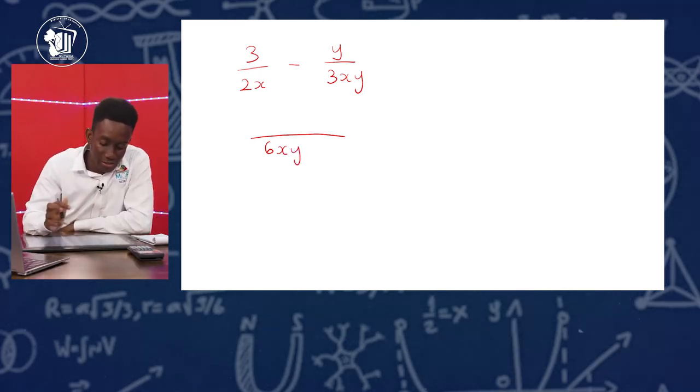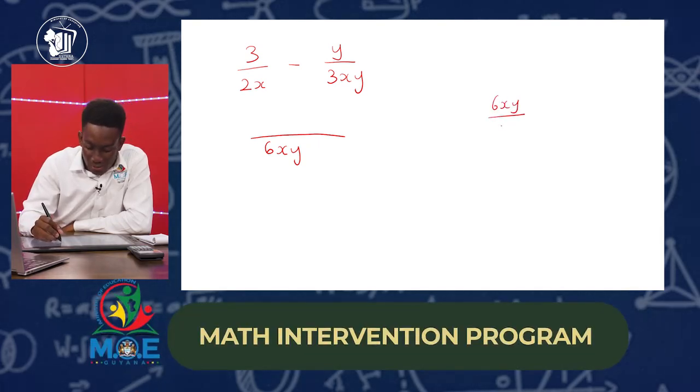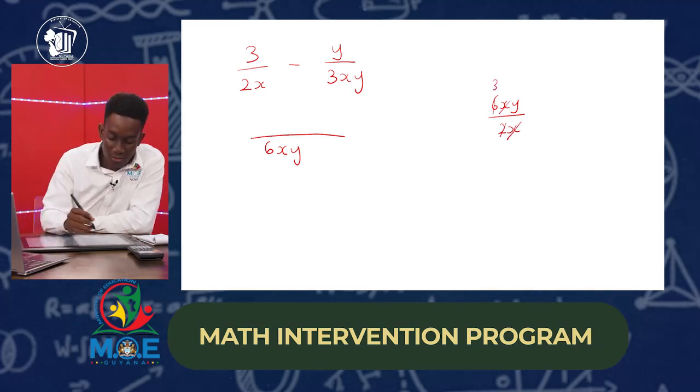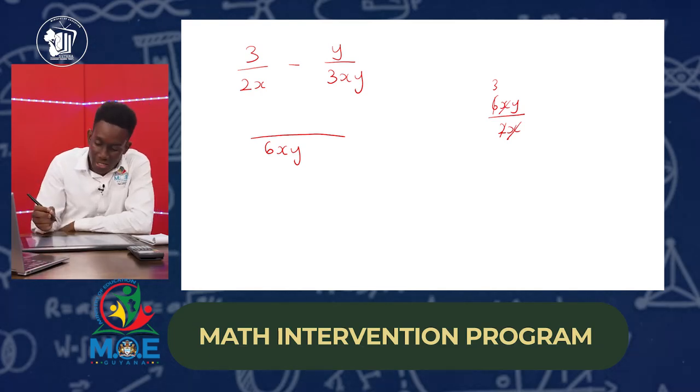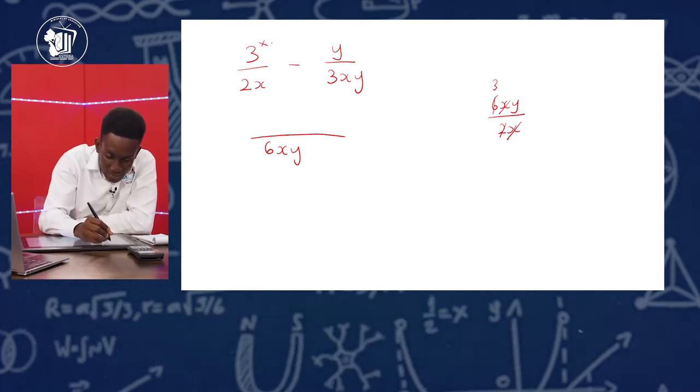Now we divide. So we have 6xy divided by 2x. This x will cancel out with this x. 6 divided by 2 will be 3. So this answer will be 3y. We take that 3y and multiply it by the 3. So 3 times 3y would be 9y.